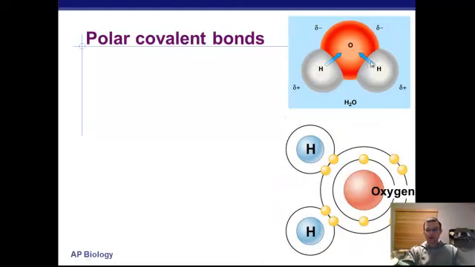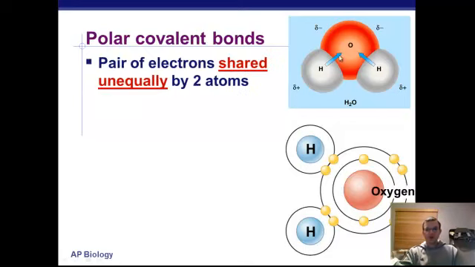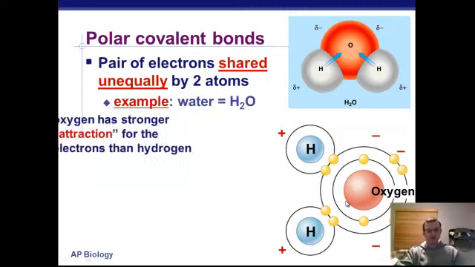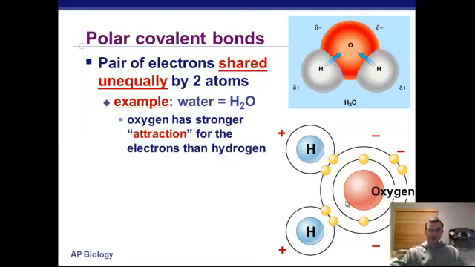Now, a polar covalent bond, instead of having equal sharing of everything, has an unequal sharing of the electrons. What's really going on in the water molecule is that the oxygen hogs the electrons more than the hydrogen does. As a result, there's a difference in charge on different ends of the molecule. The oxygen is being more of an electron hog, pulling them toward it and away from the hydrogen, causing the hydrogen to have a more positive charge and the oxygen end to have a more negative charge.